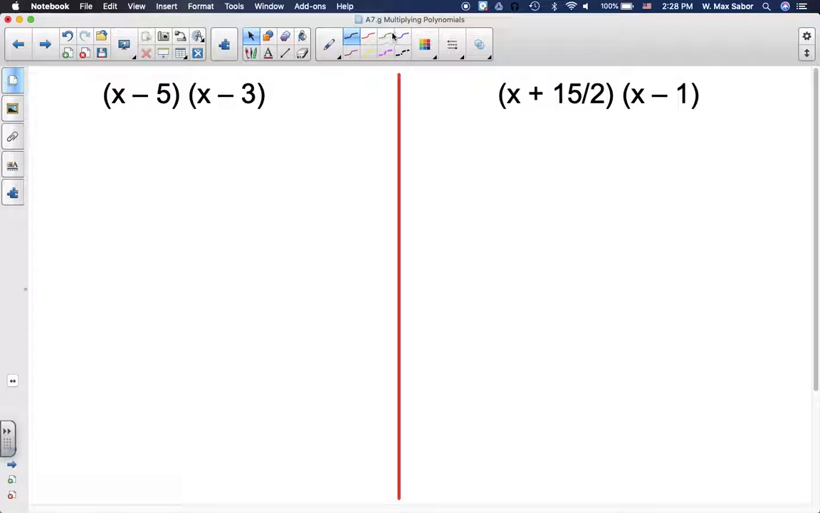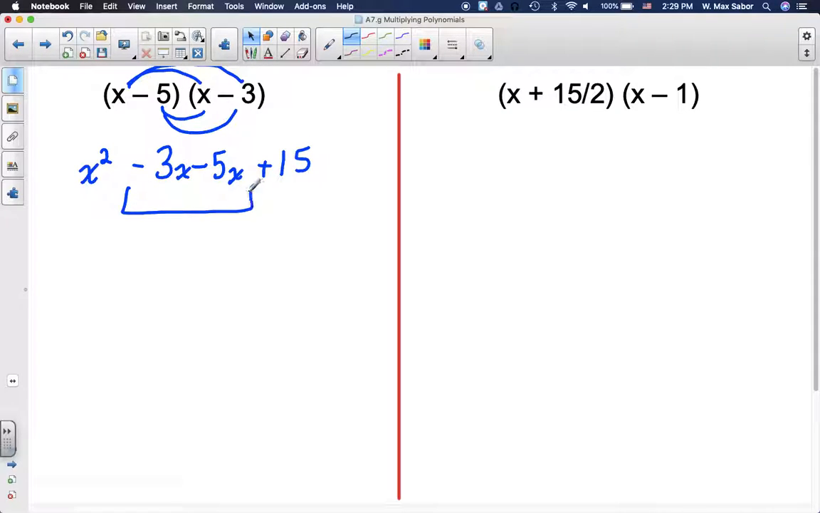For this one, I'm going to draw the arrows as I use them. So x times x is x squared. X times negative 3, be careful with the negative, negative 3x. Negative 5 times x, again, be careful with the negative, negative 5x. Negative 5 times negative 3, 15. These are our like terms, so we get x squared minus 8x plus 15.